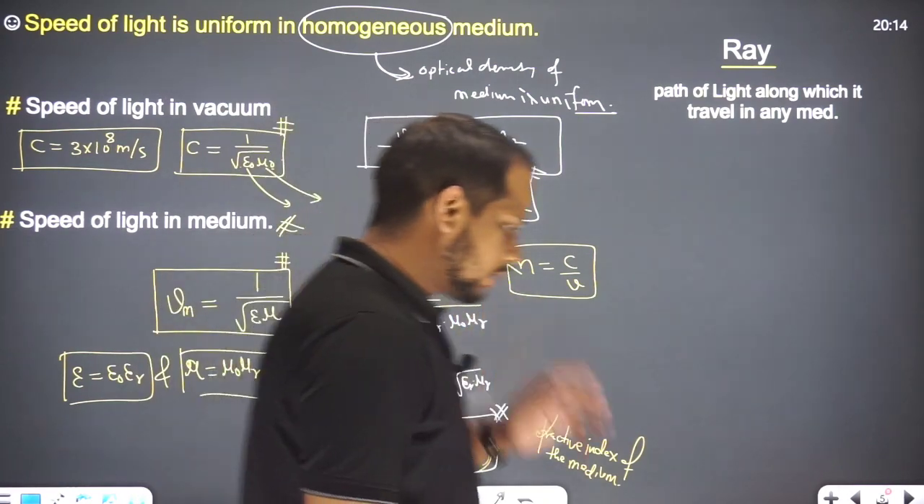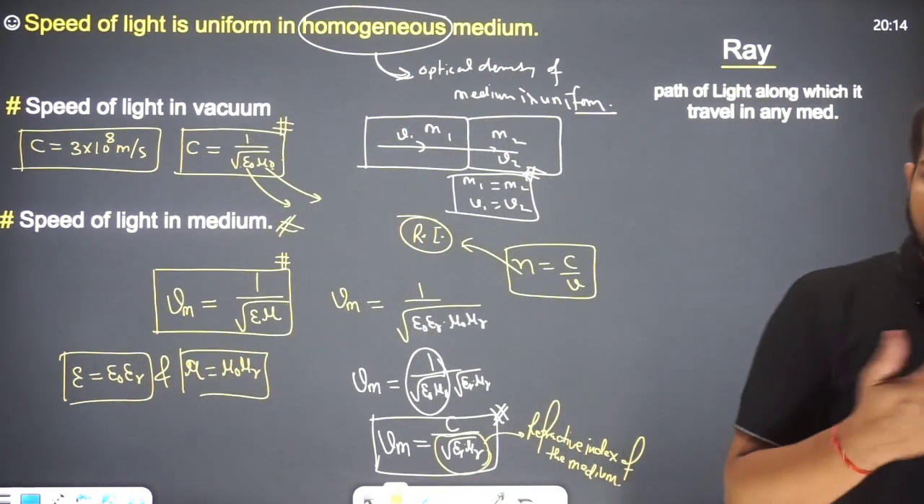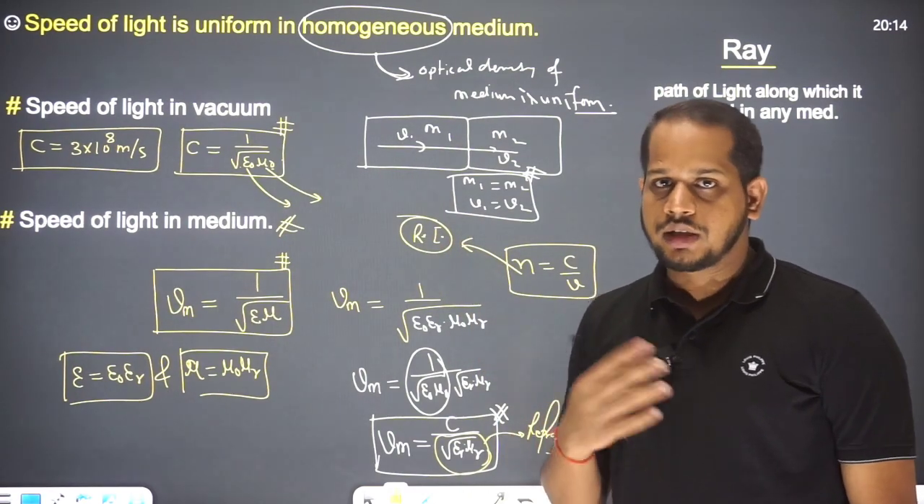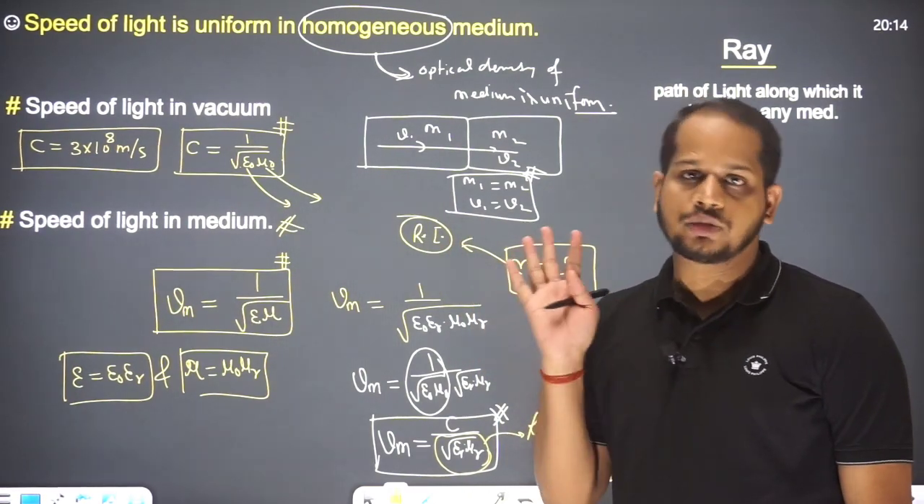Now let's see. These are the basic properties of light. We will study the properties of light also. There are a lot of properties like reflection, refraction, interference, diffraction. These are all related to the properties of light.